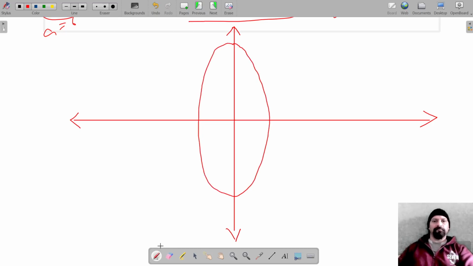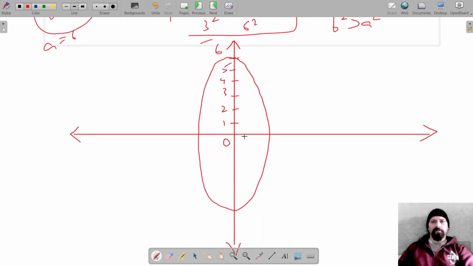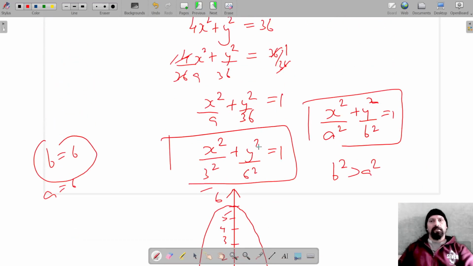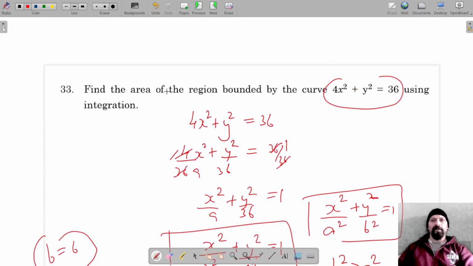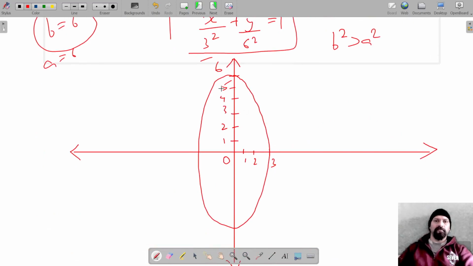So this is how the ellipse is. This is 0, and this should be 6, the distance. If I mark 1, 2, 3, 4, 5, and 6, and a is 3, so this should be 3. Now we have to find the area of the region bounded by the curve using integration.